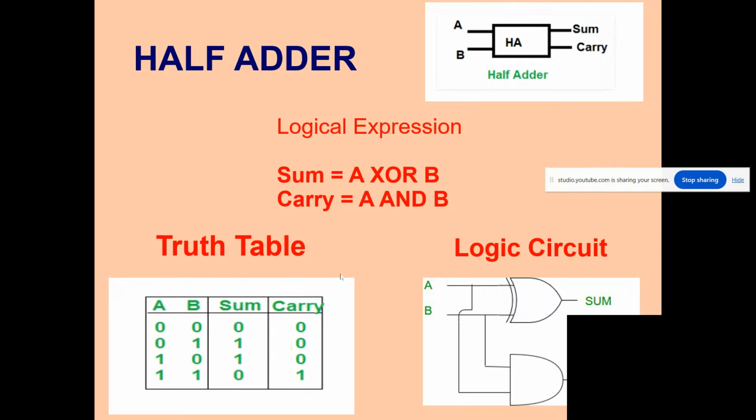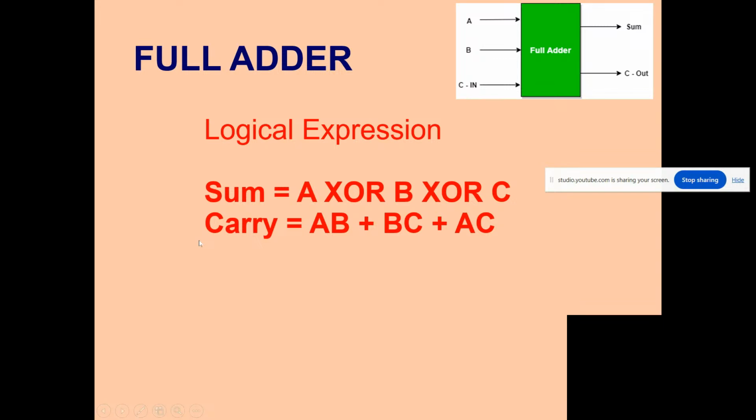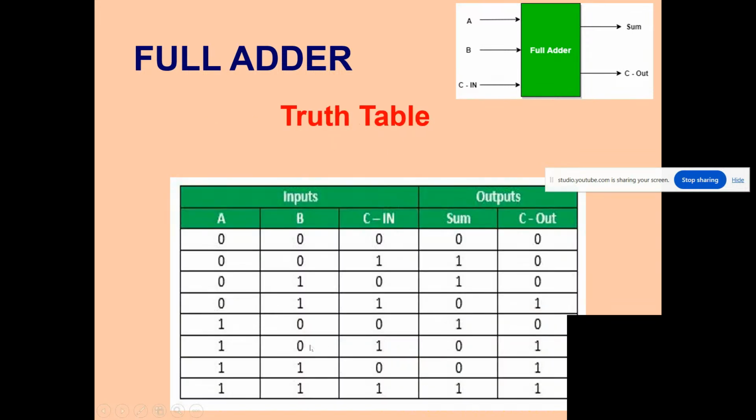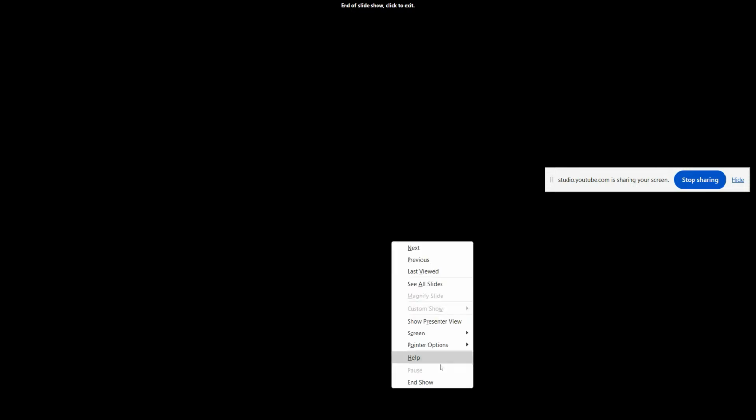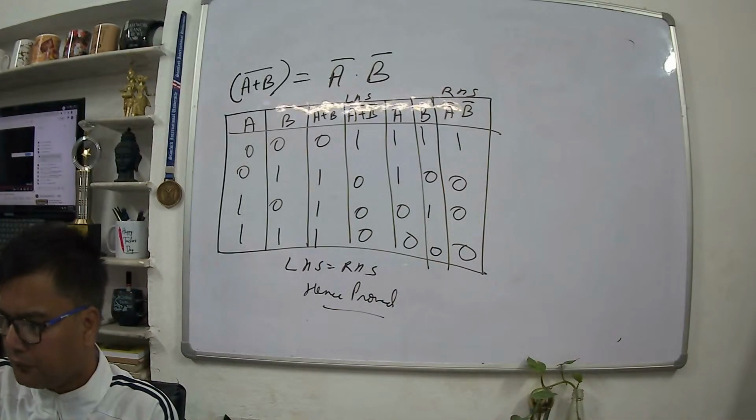Difference between half adder and full adder is that half adder में दो bits को add करते हैं और full adder में हम 3 bits add कर सकते हैं. Full adder is the adder which adds 3 bits and produces two outputs, एक sum और एक carry. Sum is A XOR B XOR C और carry होता है AB plus BC plus AC. So this way you will get the sum and the carry in case of a full adder circuit, right? So this is about the logic gates part, ठीक है? Okay.